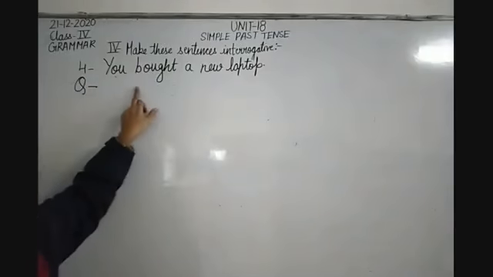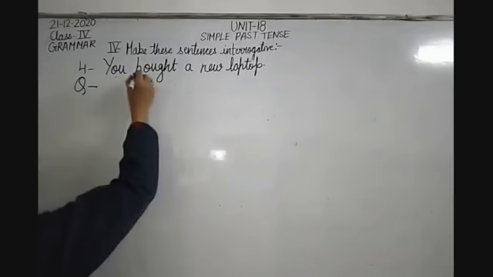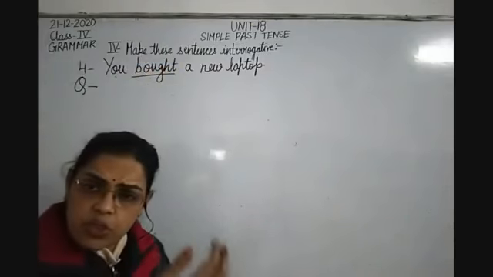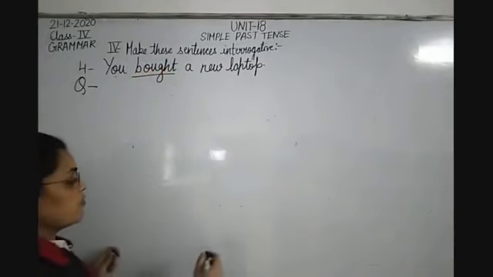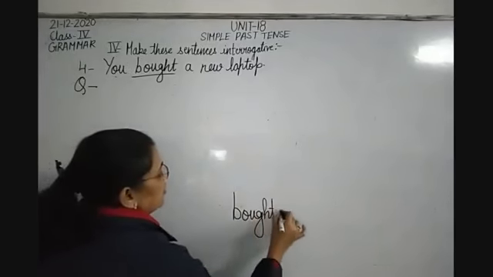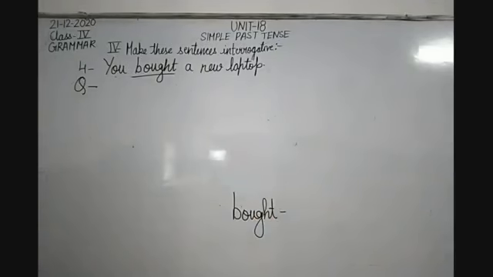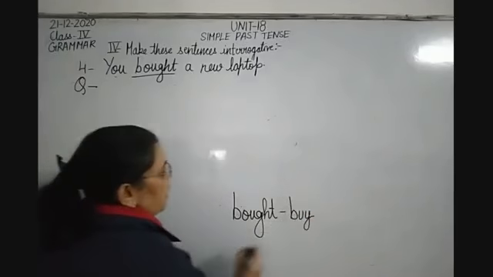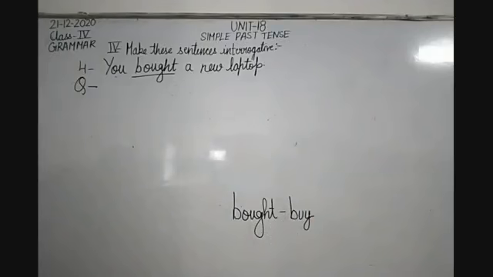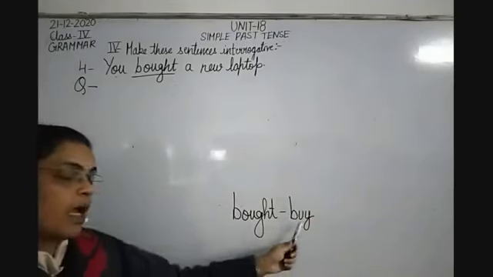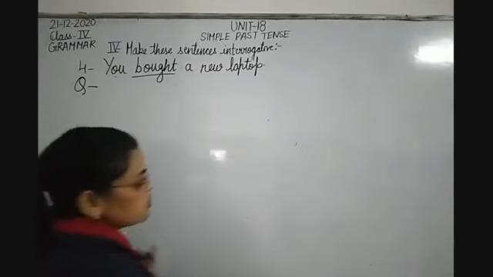What is the verb? Bought. B-O-U-G-H-T. Bought. Now, we have underlined it so that we remember that we need to change this verb back to the root form. So, the root form of bought is buy. B-U-Y, buy. What is the past form of buy, child? Bought, right? Buy becomes bought. Fine. So why have we underlined? So that we remember that we need to bring back the verb to its root form.